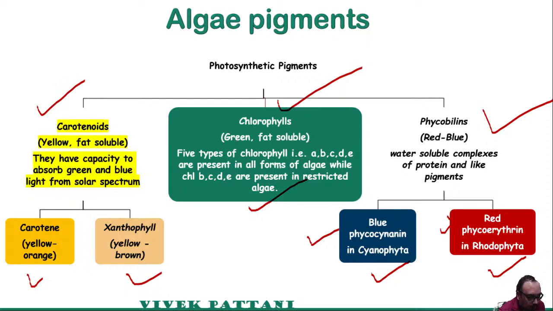So the different types of pigments have different roles in the case of algae, and all these pigments, especially the carotenoids, can help the algae to photosynthesize.